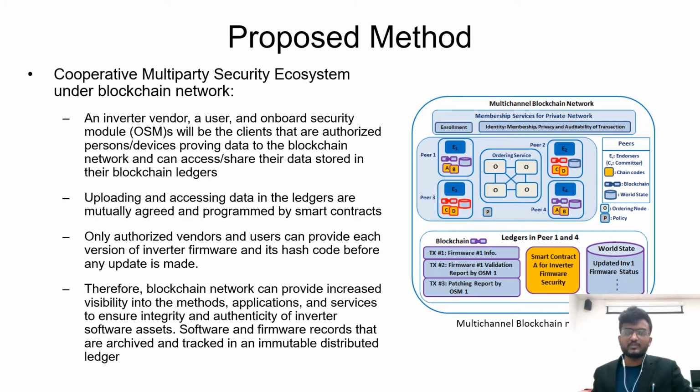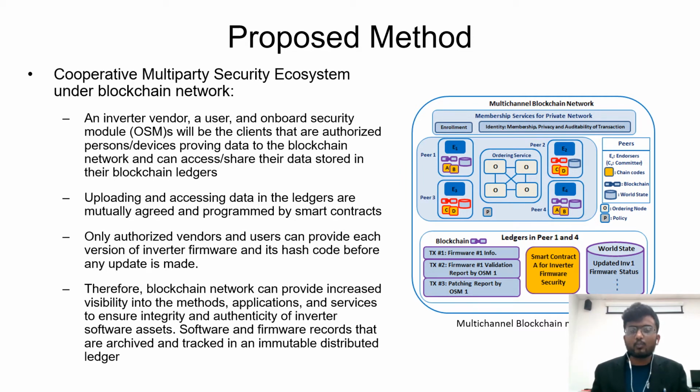The proposed method is a cooperative multi-party security ecosystem under the blockchain network. Basically, we have many kinds of clients: the inverter, vendor, user, and onboard security module. These are all authorized parties which provide data to the blockchain network, and they upload and access the data and also share the data between themselves in the ledger. Only authorized vendors are able to do this.